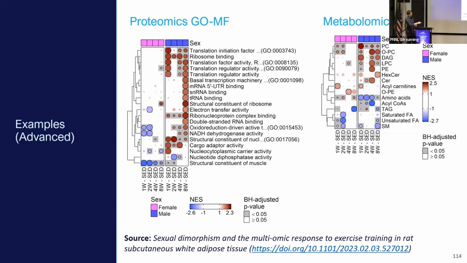And we can see everything that's actually significant is shaded with this gray background. So you can easily pick out what's actually changing. And you can see over time, like here, this term was significant in the 4 week versus sedentary comparison, but then it drops off at 8 weeks.